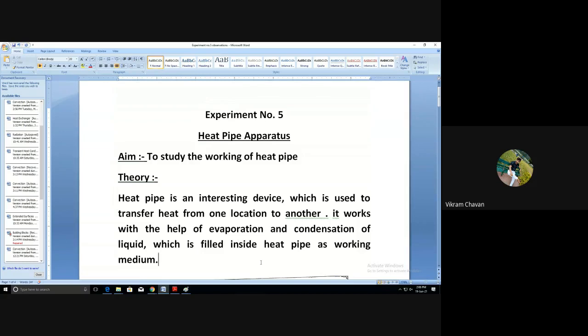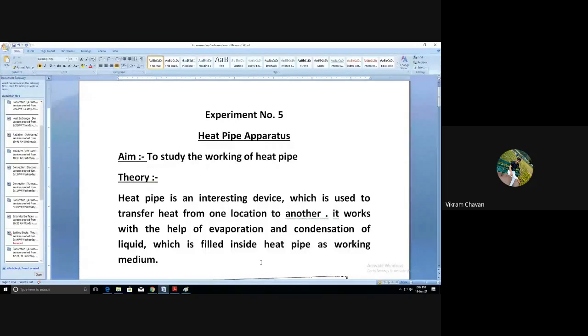In yesterday's practical session, we discussed the performance of parallel flow and counter flow heat exchangers. Today we are going to discuss one more type of heat exchanger, that is nothing but a heat pipe. This is one kind of compact heat exchanger. Most electronic devices which require very fast or instantaneous cooling use heat pipes, which play a very important role.